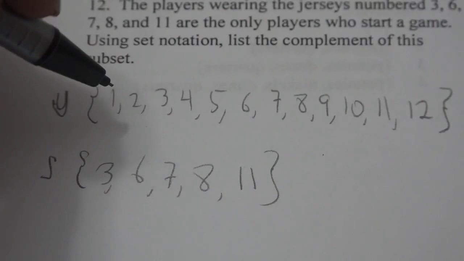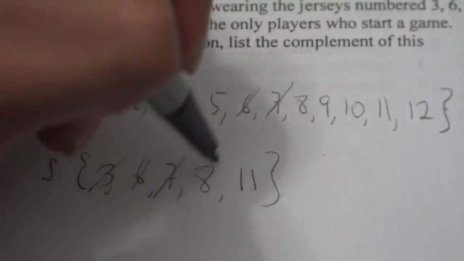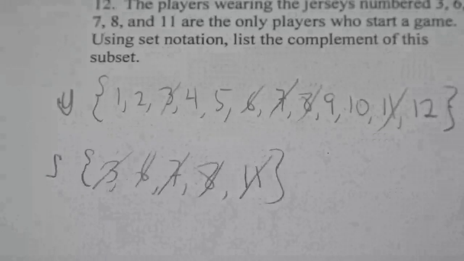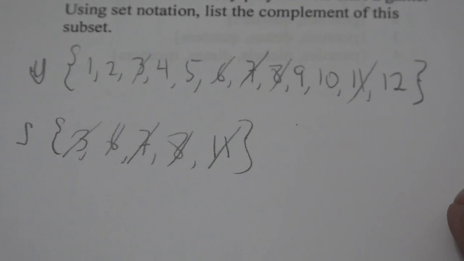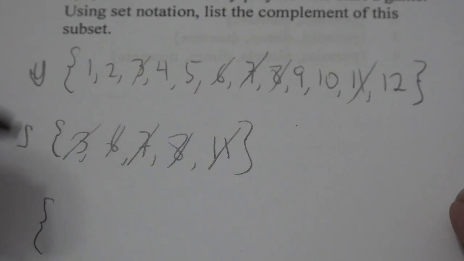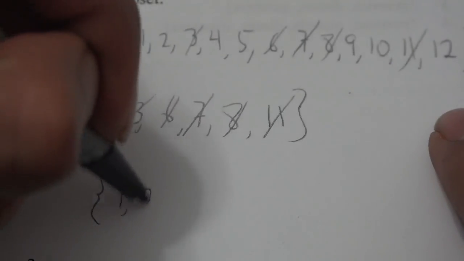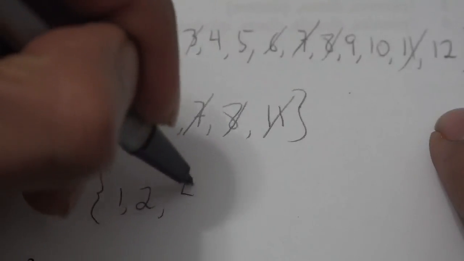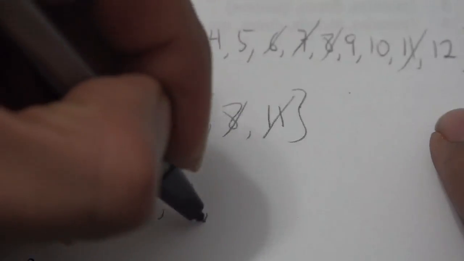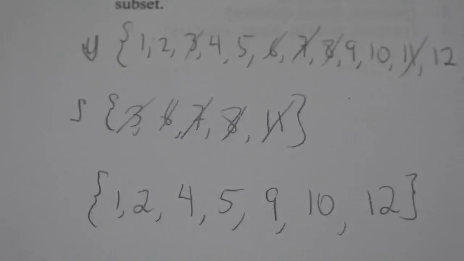Sure, let's just cross out whatever we have. So then what is it that I would be missing? Well, the complement, and I want to write the word complement, would be 1, 2, 4, 5, 9, 10, and 12. That's it. Beautiful, right? All right, let's move on.